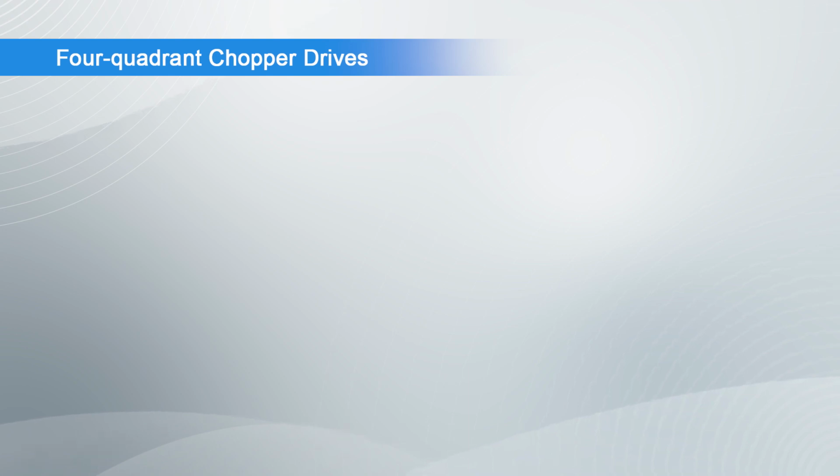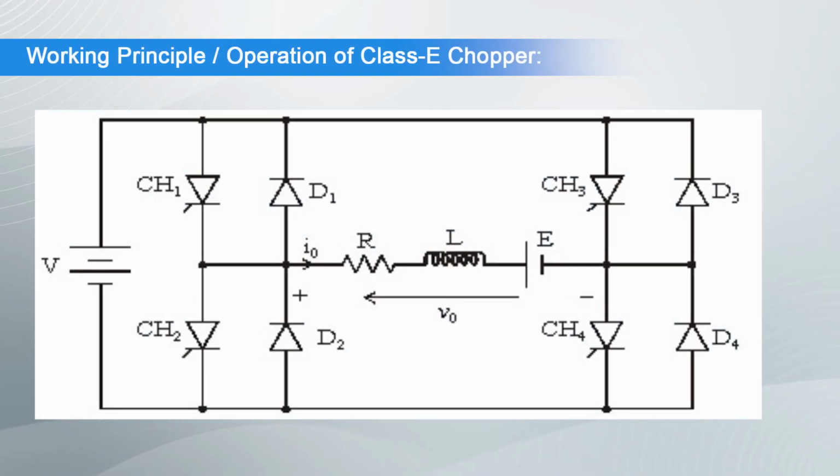Now, the last topic is the 4 quadrant chopper drive. In 4 quadrant DC chopper drives, a motor can be made to work in forward motoring mode, that is first quadrant; forward regenerative braking mode, that is second quadrant; reverse motoring mode, that is third quadrant; and reverse regenerative braking mode, that is fourth quadrant. The power can flow either from source to load or load to source in this chopper. So, next we will see the working principle of this 4 quadrant chopper.